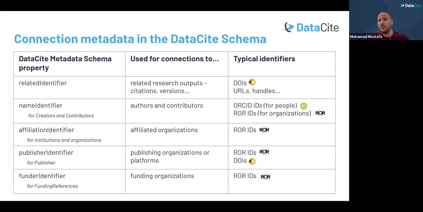So in this way, when you are registering, for example, a software code, you have the opportunity to connect it to various outputs, to various contributors, and to various organizations, whether your affiliated organization or the funder who supported you to conduct this research, where the software code is one of the outputs of this funded research.